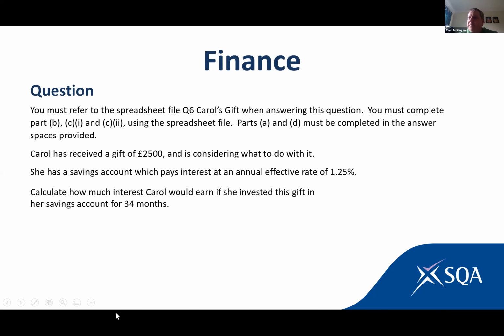So Carol has received a gift of £2,500 and is considering what to do with it. She has a savings account which pays interest at an annual effective rate of 1.25%. Calculate how much interest Carol would earn if she invested this gift in her savings account for 34 months. So this is part A of the question, and this can still be done on paper.